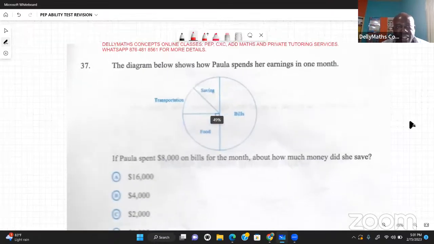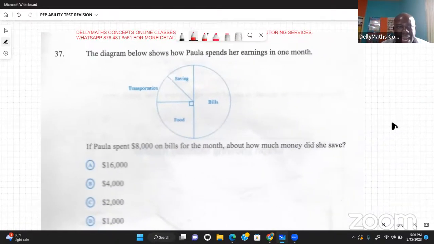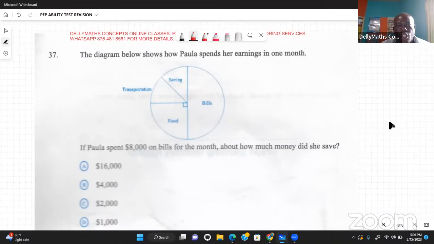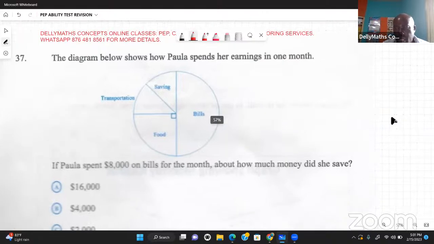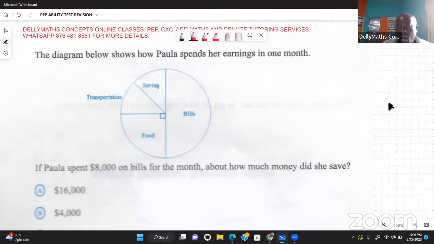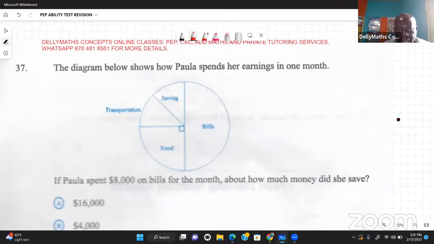37. All right, 37 is one of those pie charts. Again, it said the diagram below shows how Paula spent her earnings in 1 month. So this is 1 month. If you're not seeing it, I could say you have bills here. This is bills, right? So hold on, let me fix that. All right, good. So we have bills here. This is food, and then this is savings, right?